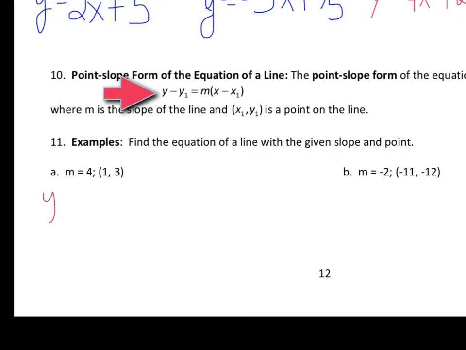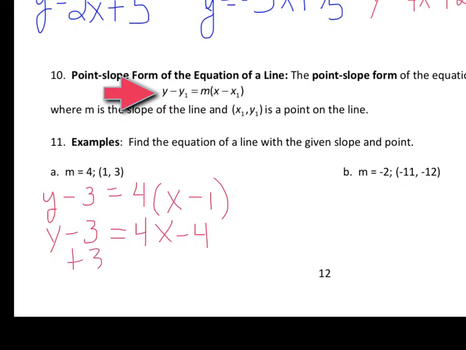So it would be y minus the y value, which in this case is 3, equals 4 times x minus the x value, which is 1. And that's really all you have to do. You can solve it for y. So I'll go through this time and solve it for y, but at this level that's not really necessary. So we add 3 to both sides, and then finally we get y equals 4x minus 1. So you'll notice that the y-intercept was -1, not 3.